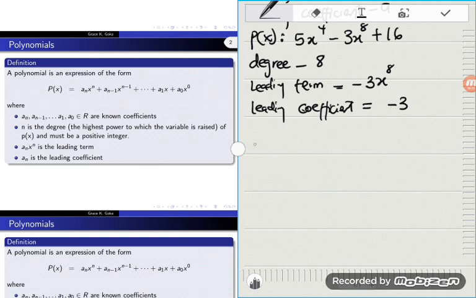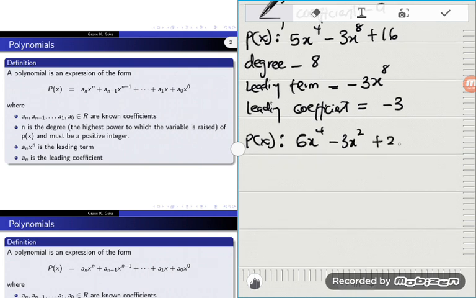Right, so something for you to try your hand on. 1, I want the degree. 2, the leading term. And 3, the leading coefficient of the polynomial. 6x to the power 4 minus 3x squared plus 2x to the power 8 minus 4x to the power 9. First of all, what is the degree of the polynomial? The degree of the polynomial is the highest exponent in this polynomial. So the degree is equal to 9.